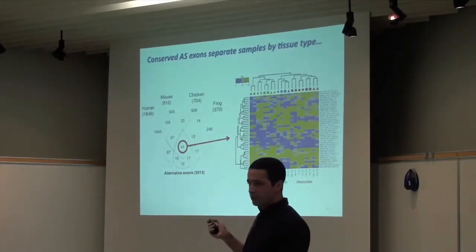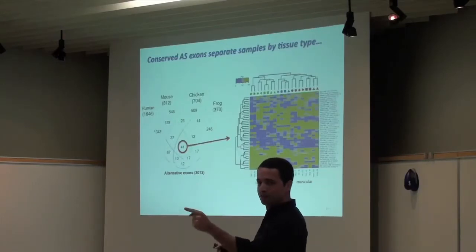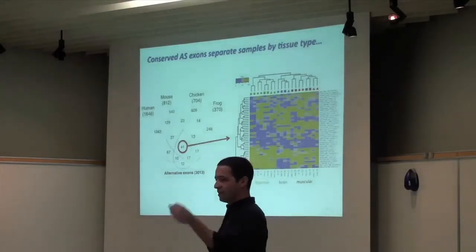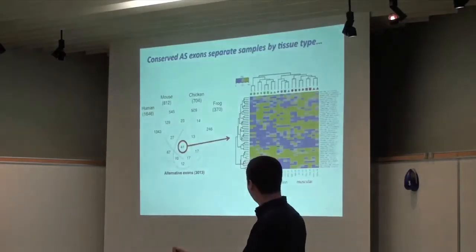And when you look at the inclusion levels of these 41 exons, interestingly, the ones that are conserved as alternative do cluster by tissue type. So the ones that are conserved as alternative seem to be tissue-specific, tissue-regulated. That seems to be conserved.